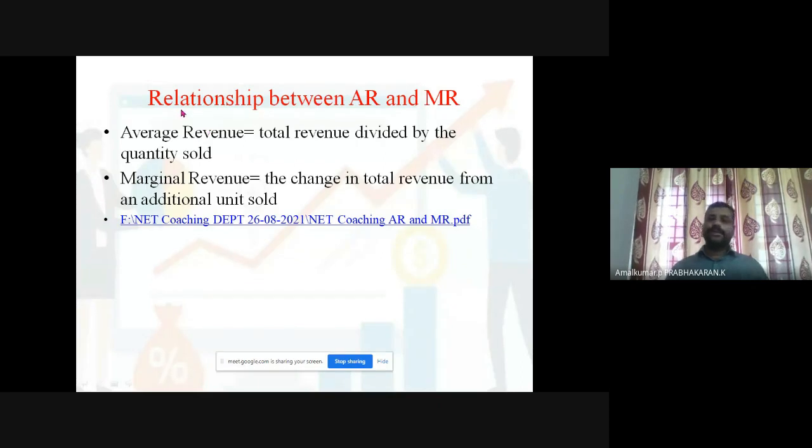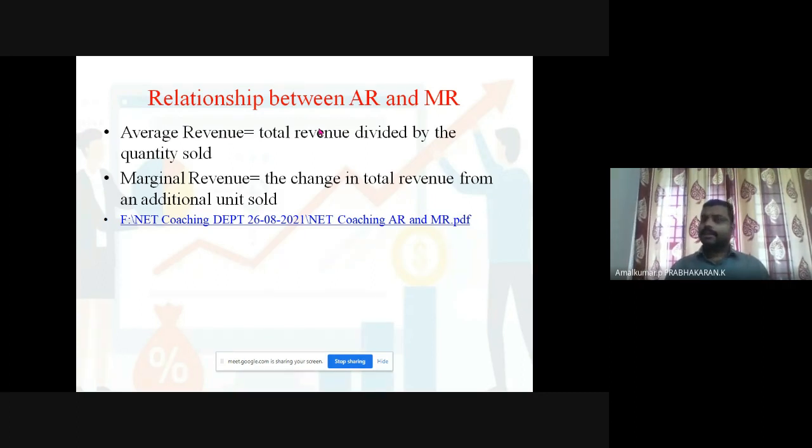Then we are moving to an important topic, that is the relationship between AR, average revenue, and marginal revenue. This is very important. Here the average revenue means the total revenue divided by the total quantity sold. So we divide the total revenue by the total quantity sold.